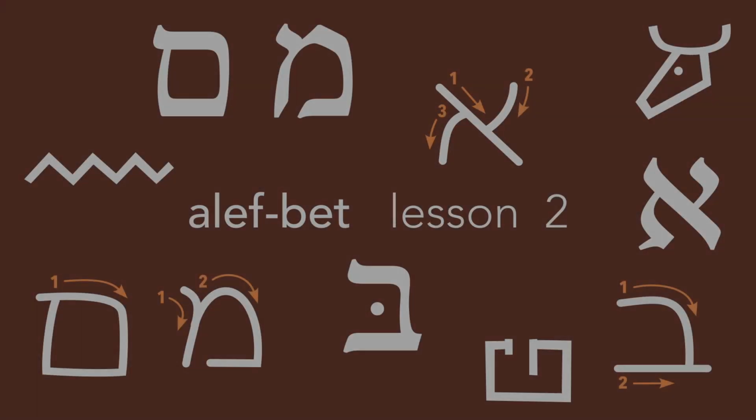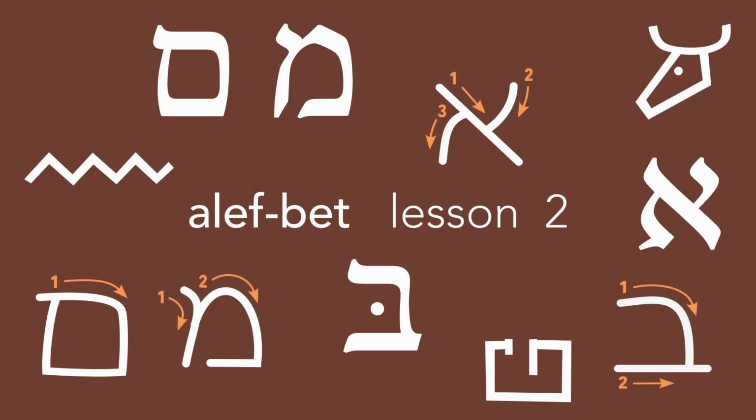The Hebrew Alef-Bet. Lesson 2. Aleph, Bet, and Mem. The goal today is to memorize 3 letters from the Hebrew Alef-Bet. And with these 3 letters, we will be able to form our very first words.